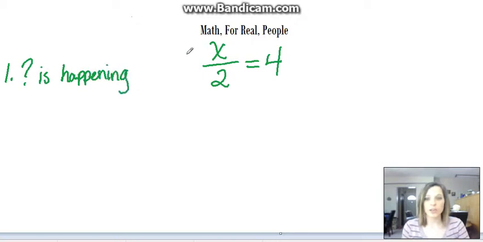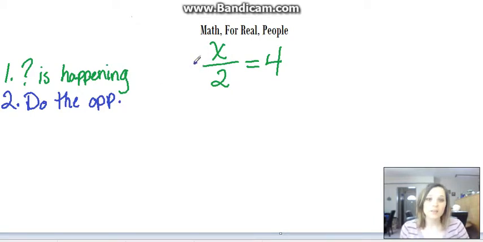Now of course we're only talking about our variable, and we know it's being divided by something. So what is the opposite of division? How can we undivide it? The opposite of dividing it would be, yeah, that's right, multiplication. So we need to multiply this by 2.